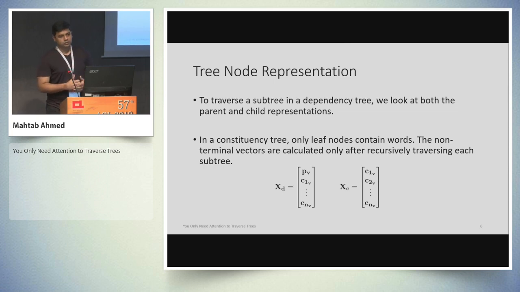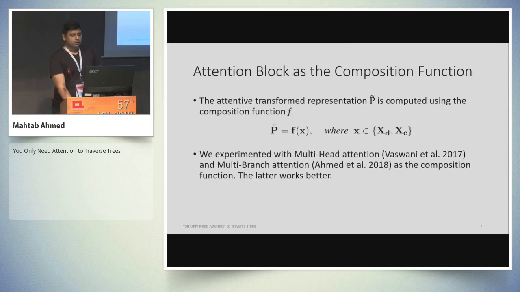When you traverse the constituency tree, we know that we have words only at the leaf nodes. You don't have anything inside. So everything is the phrase-level version. For the constituency tree, a subtree would be represented by the vector representation of all the children. Once you have this representation of the node, we are going to find a function called f, which gives the attentive transformed representation of this whole subtree.